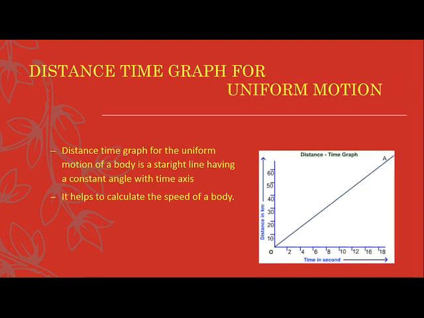Now, the distance time graph for an object which shows uniform motion. When the graph is drawn for such a case, what happens? Uniform motion means equal distance in equal intervals of time. So in this case, the distance time graph for the uniform motion of a body is a straight line having a constant angle with the time axis, right? And with the help of this graph, we can find out the speed of a body.